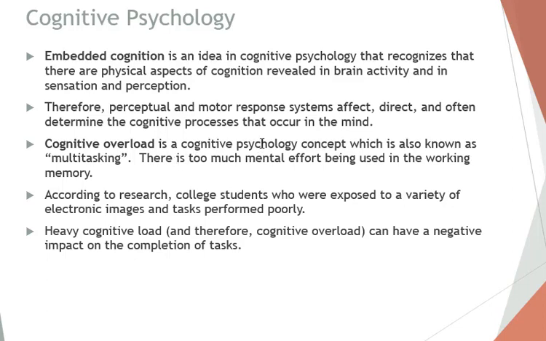This cognitive psychology concept is known as multitasking, where a person is trying to do too many things at the same time, and that, of course, causes any one of them to suffer. And so that's why college students who are exposed to a variety of electronic imaging tasks at the same time, trying to focus on too many different things at the same time, ended up performing poorly because of this idea of overload. In other courses, we talked about things like role overload, where somebody tries to do too many things, and that causes at least some of the aspects to suffer.